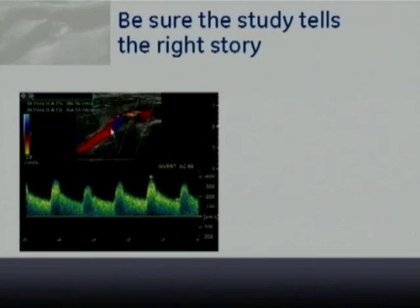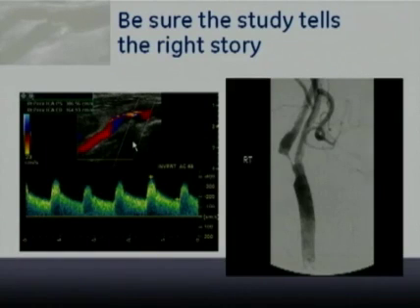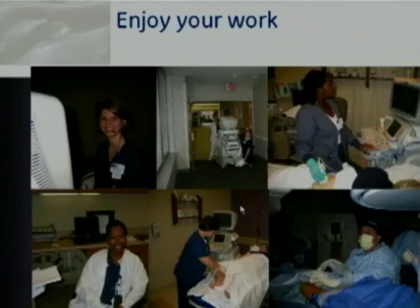So by going back and forth and walking through there, I was able to pick out the highest velocity more accurately. And you can see here an angiogram that shows this very high-grade stenosis, consistent with the findings.